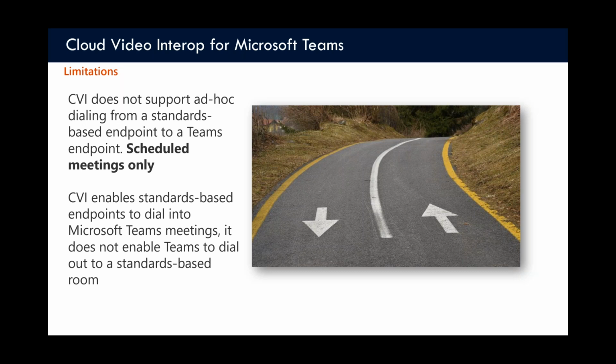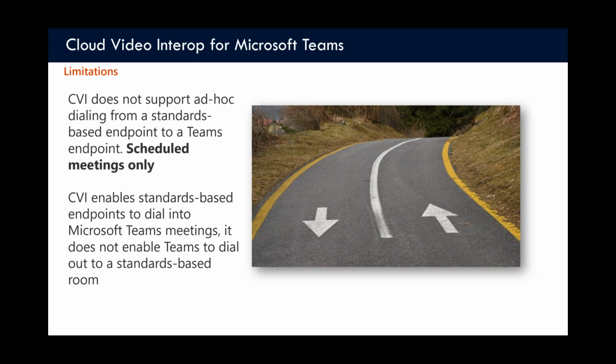The CVI enables standards-based endpoints to dial into Microsoft Teams meetings, but it does not enable Teams to dial out to a standards-based endpoint or room. It's a one-way integration, okay? So it only allows me to go into my Teams meeting. So Teams is always at the center and devices are coming into my Teams meeting. I'm not going out to somebody else's platform.